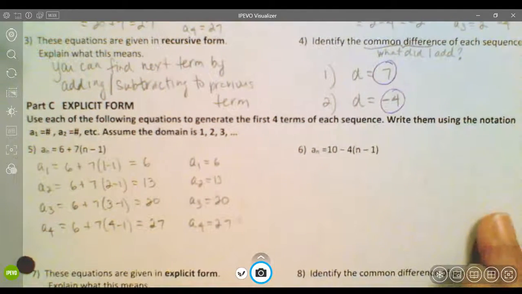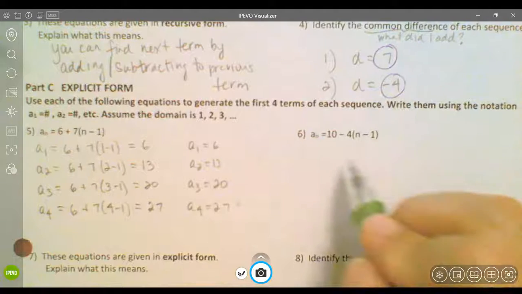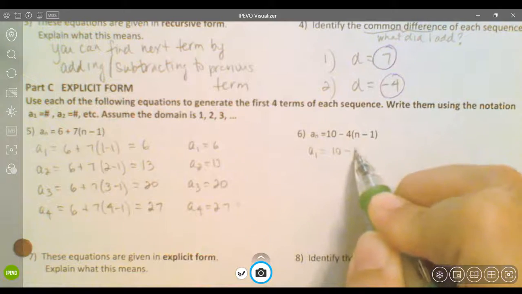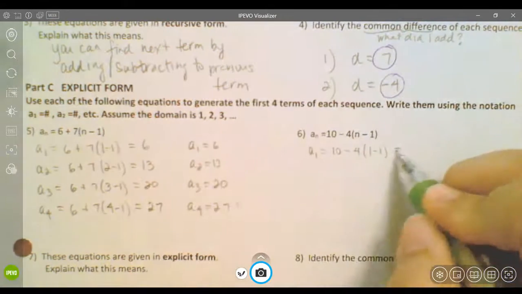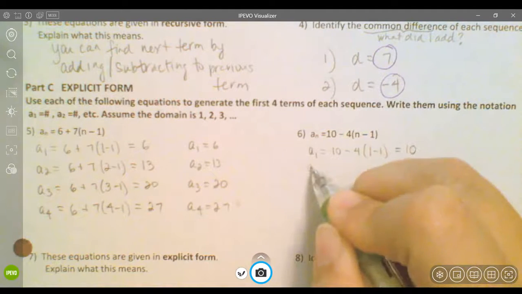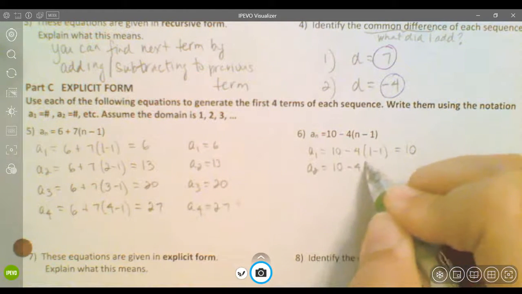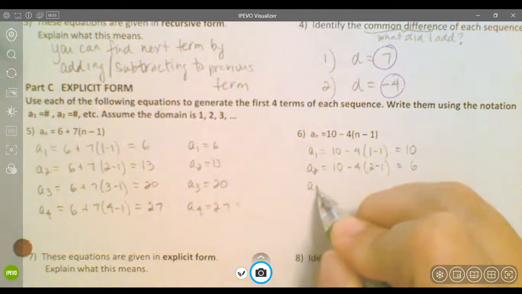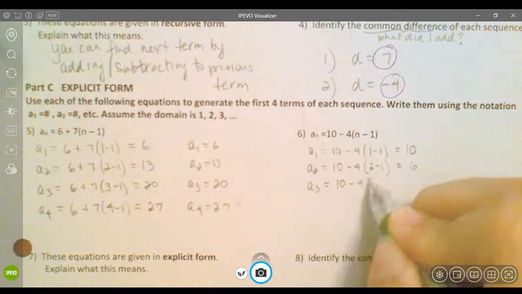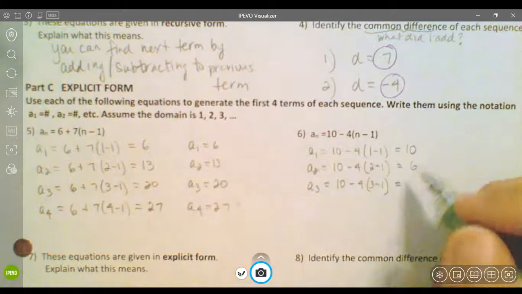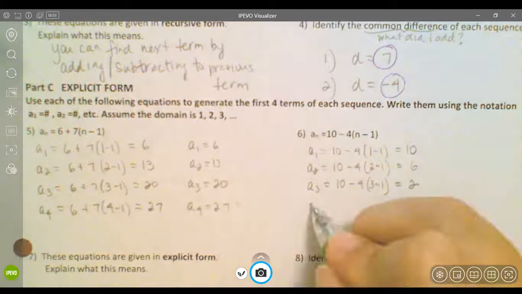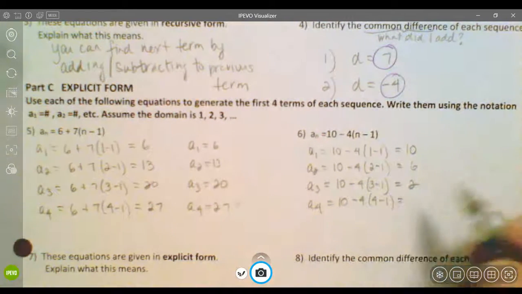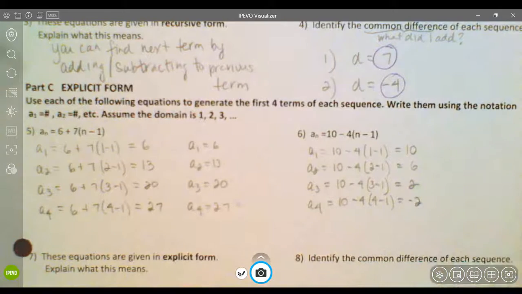All right, let's look at number 6. I have a sub n equals 10 minus 4 times n minus 1. So a sub 1 is 10 minus 4 times 1 minus 1. 0 times 10 minus 0 is 10. A sub 2 is 10 minus 4 times 2 minus 1. 10 minus 4 is 6. A sub 3 is 4 times 3 minus 1. 10 minus 8 is 2. A sub 4, we let n equal 4. 10 minus 12 is negative 2.